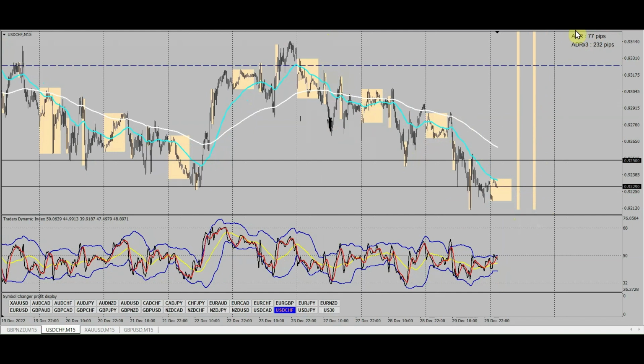So I hope that you will understand a little bit more as to how the ADR works and how we use the ADR to give us a directional bias.